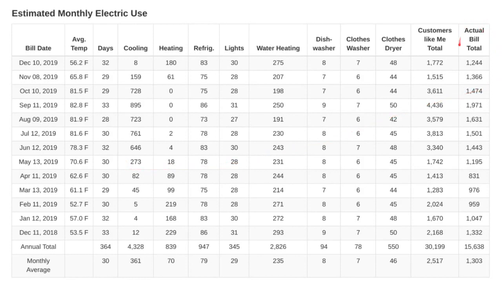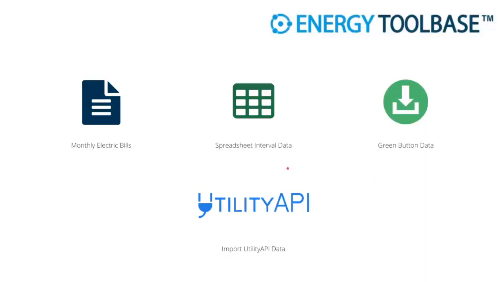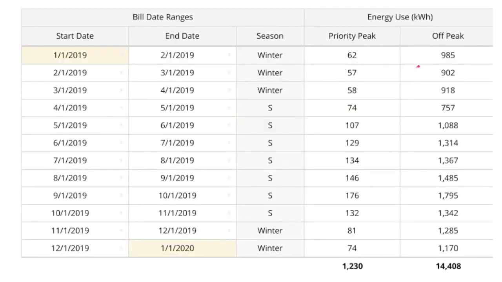And so I was able to log into my electrical account and get my consumption history for each month, but that's it. And so what Energy Toolbase does in that is you plug it in, and then you have to go and tell it, okay, what part of that's going to be peak, what part of that's going to be off peak. And so I modeled about 10% of my energy in that time frame being priority peak.